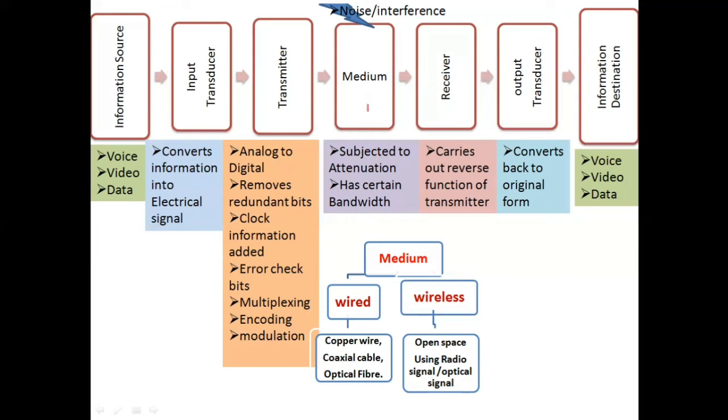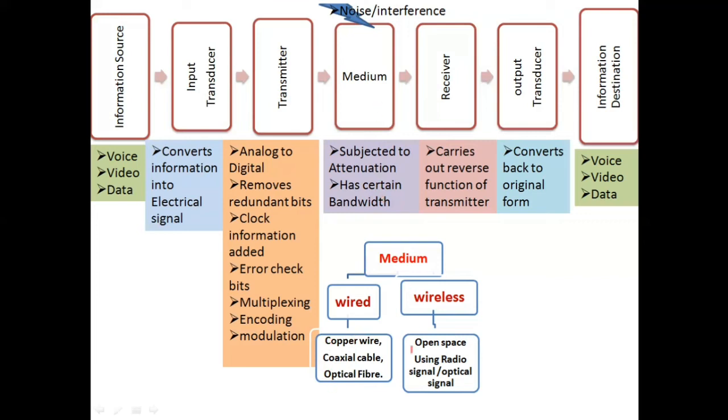In the media, another thing is that the information is subjected to attenuation, whatever electrical signal is put onto the media. Any media naturally has some attenuation. So the information is subjected to attenuation, and sometimes we need to go for a repeater and so on, to enhance its signal strength for further routing.